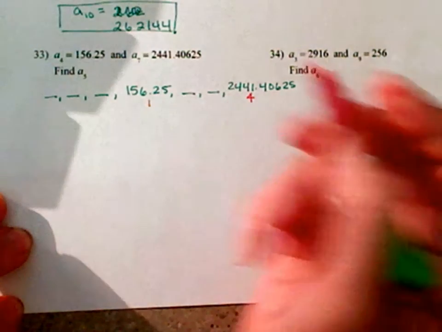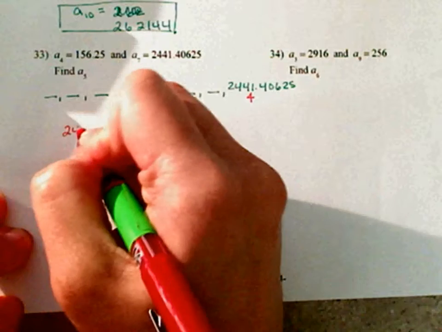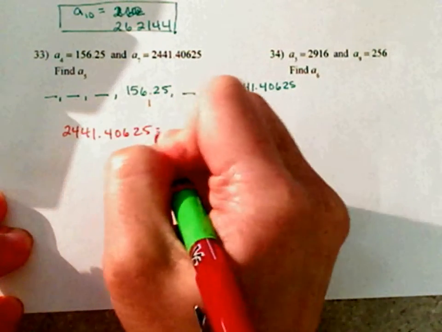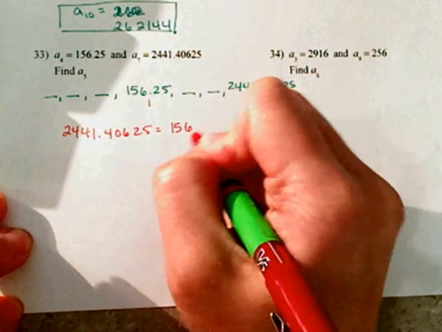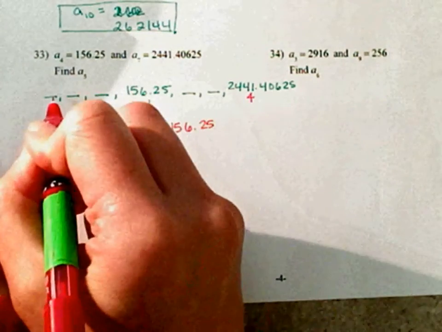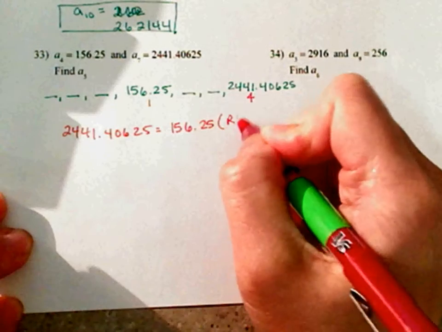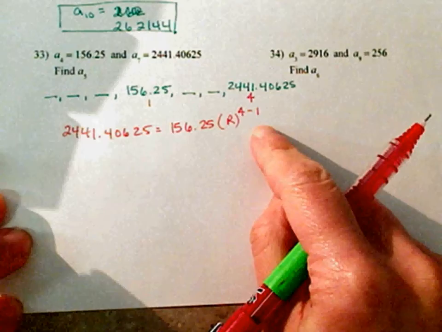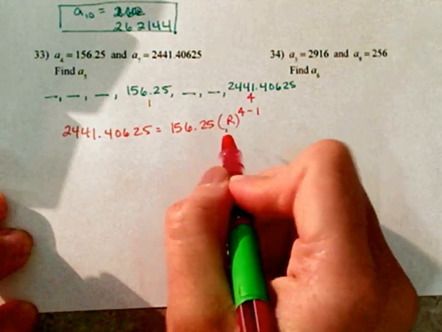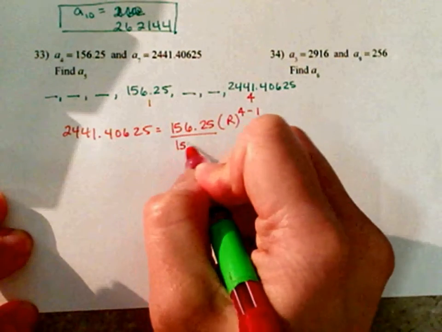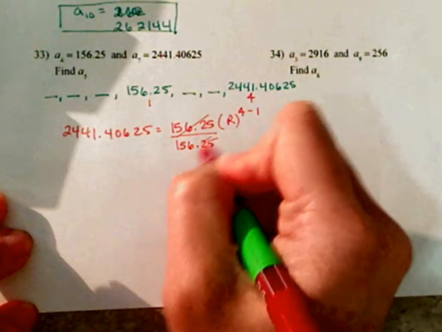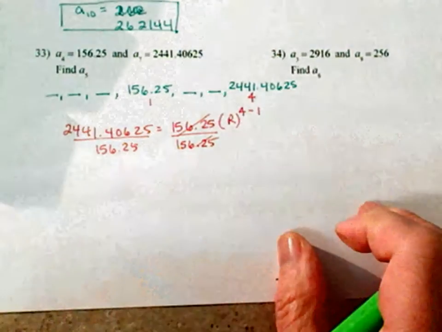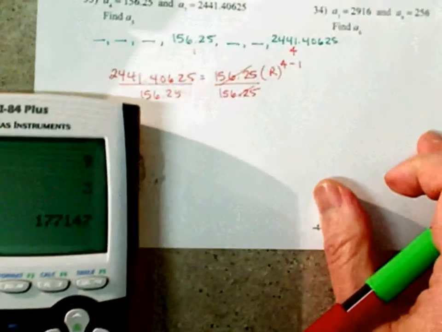Well, the fourth term, 2,441.40625, is equal to your first term, and then we'll find the actual first term in a little bit, times your R raised to the 4 minus 3, because that was our fourth term, okay? So how do you solve for R? You divide by 156.25. What you do to one side, you do to the other side, just like that. All right, let's go ahead and type this in and see what we get.